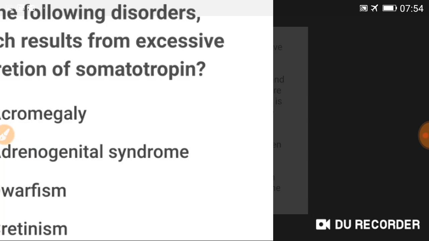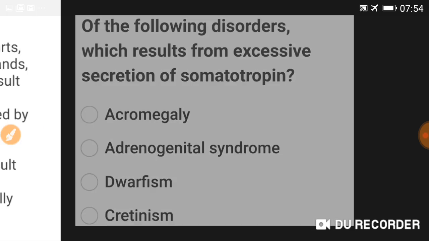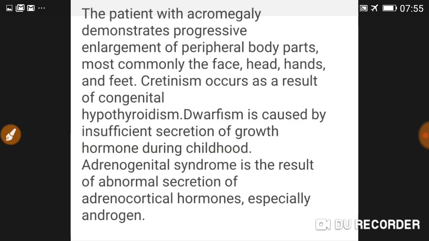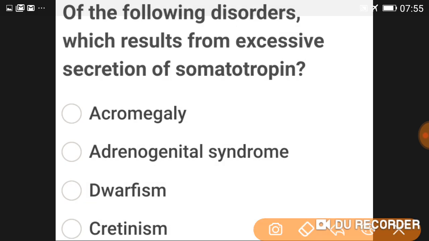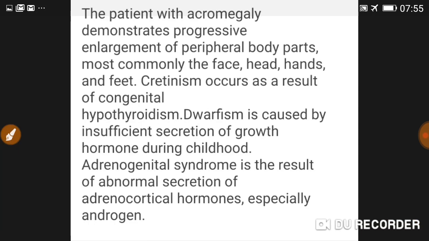Okay, next MCQ. Which of the following disorders results from excessive secretion of somatotropin, that is, somatotropin excessive disorder? So the answer here is acromegaly. A patient with acromegaly demonstrates progressive enlargement of peripheral body parts, most commonly the face, head, hands, and feet.